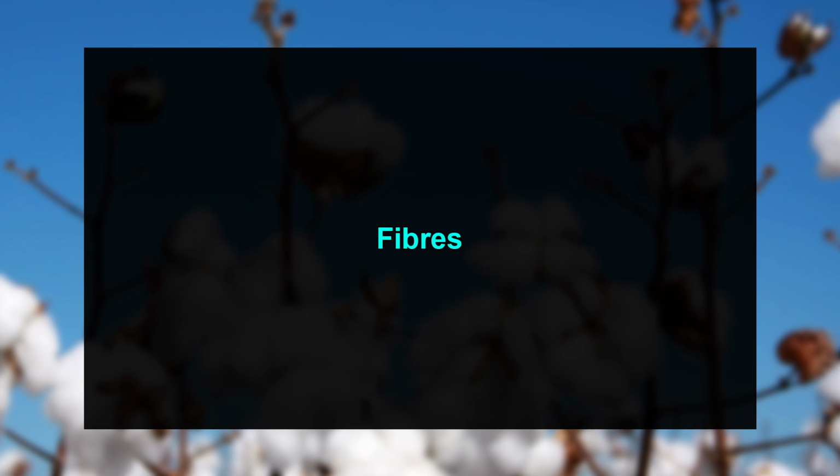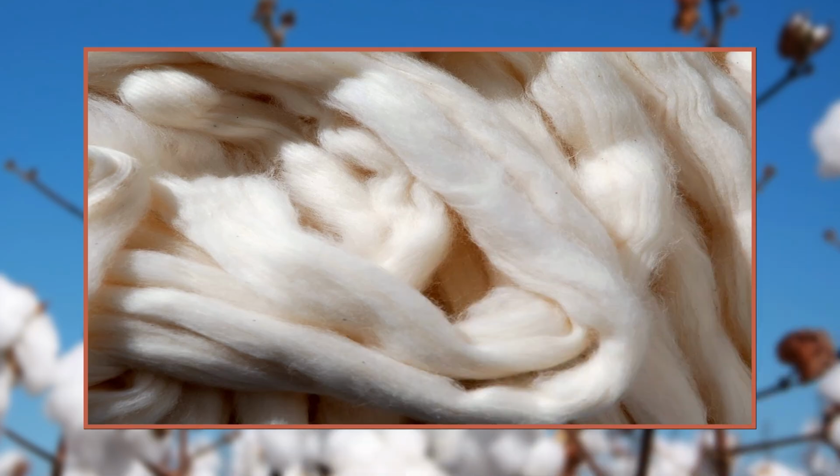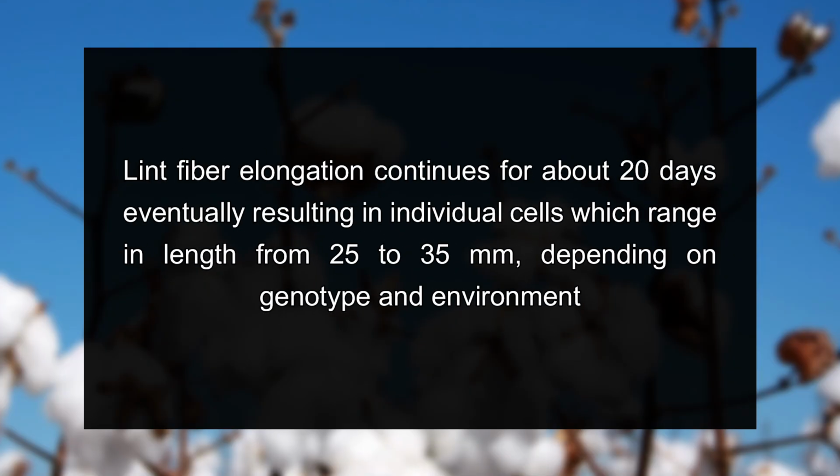Lastly, we are going to discuss the fibers. Cotton fibers are epidermal trichomes or hairs that arise from the protoderm of the ovule. The protoderm is a primary meristem of the plant and consequently continues to undergo mitotic cell divisions for a number of days following anthesis. Lint fiber elongation continues for about 20 days, eventually resulting in individual cells which range in length from 25 to 35 mm, depending on the genotype and environment.